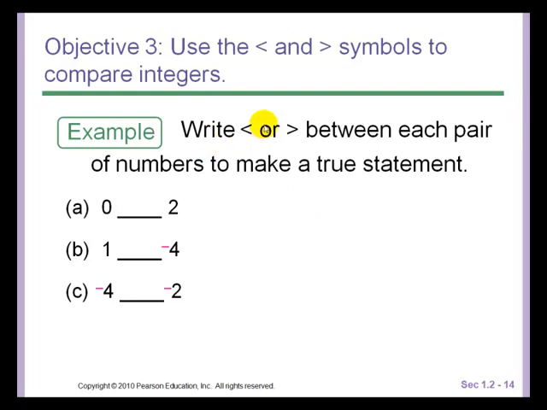So write less than or greater than between each pair of numbers to make a true statement. 0 is smaller, so we have 0 is less than 2. -4 is smaller than 1, so I'll have 1 is greater than -4. The pointy end is towards the -4. And -4 and -2, -4 is smaller, so we'll have -4 is less than -2.